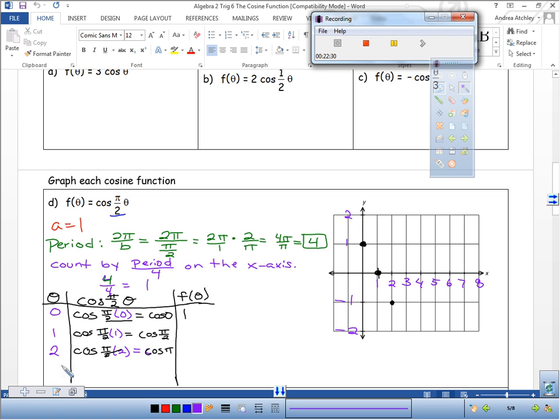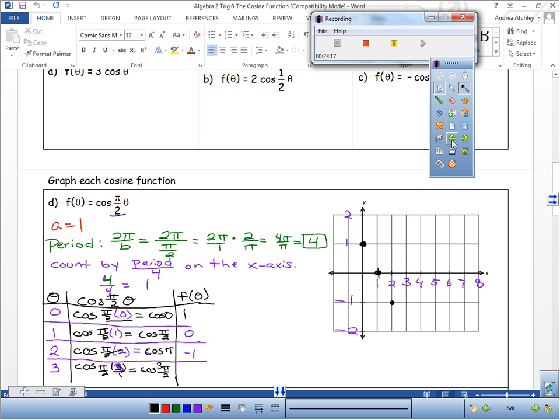Nope. Plug in 3. Then make another chart next to it. This was 0, and this was negative 1. Okay, 3 now. The cosine of pi over 2 times 3 equals, the 3 is over 1, so when you multiply it out, it's going to be 3 times pi, which is 3 pi. And then 2 times 1 is 2, so 3 pi over 2.